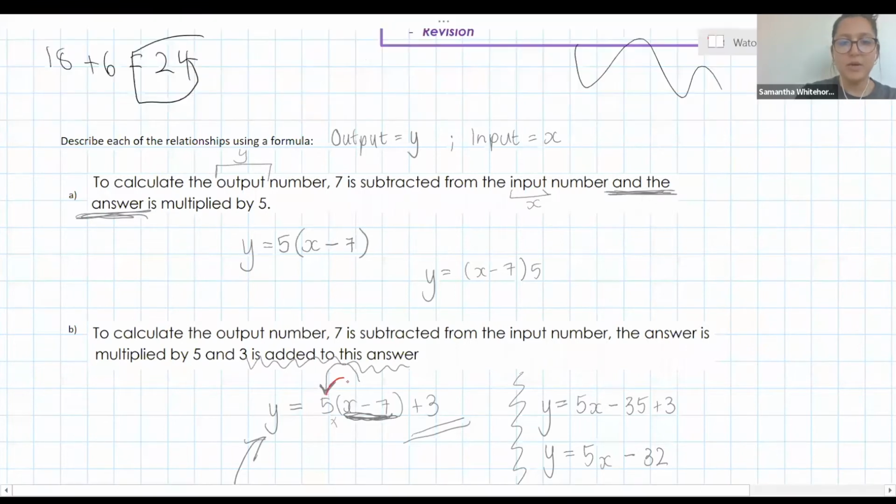All I've done is I've multiplied the 5 to the x to get 5x, and I've multiplied the 5 with the negative 7 to get a negative 35. And then I saw that negative 35 and positive 3 are like terms. And so when I say minus 35 plus 3, I get a negative 32. And so you're definitely more than welcome to simplify. You are also more than welcome to leave it unsimplified, just because that does actually describe the expression that we gave, but both mean exactly the same thing.